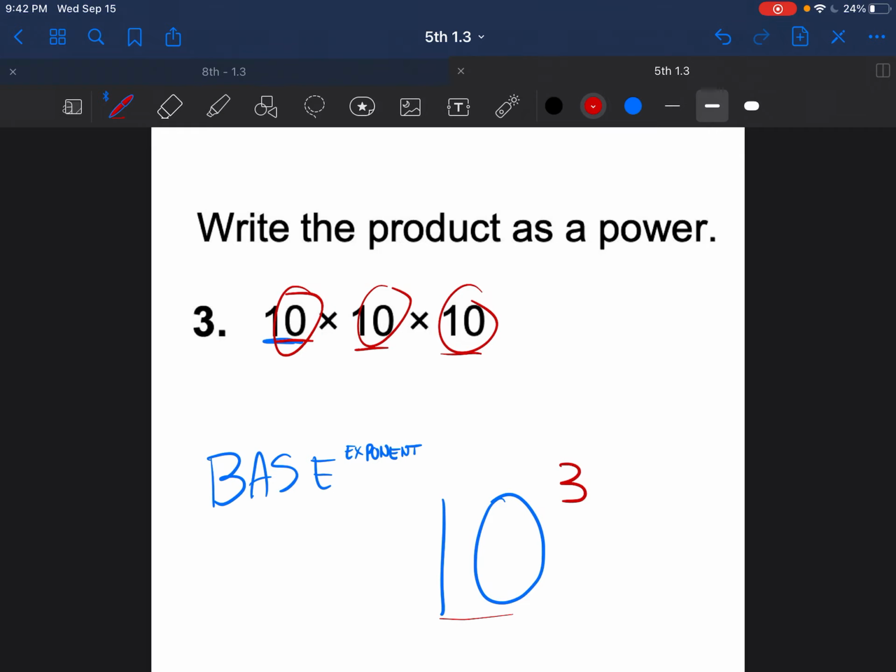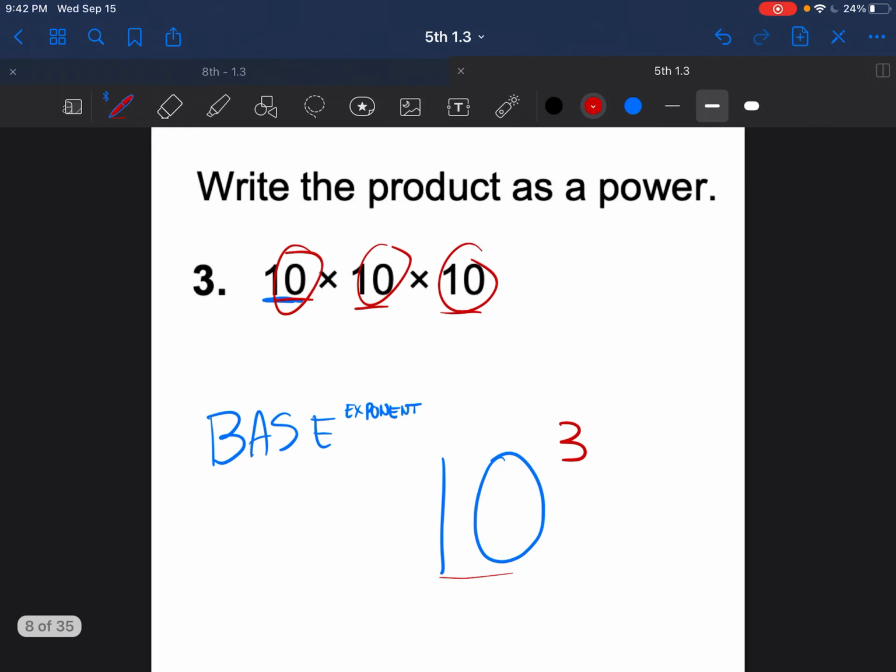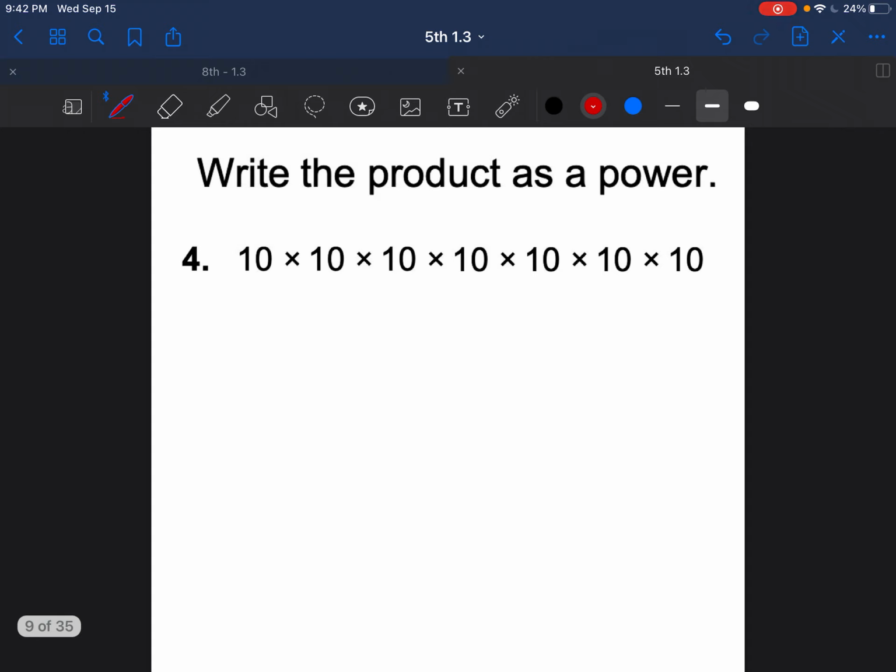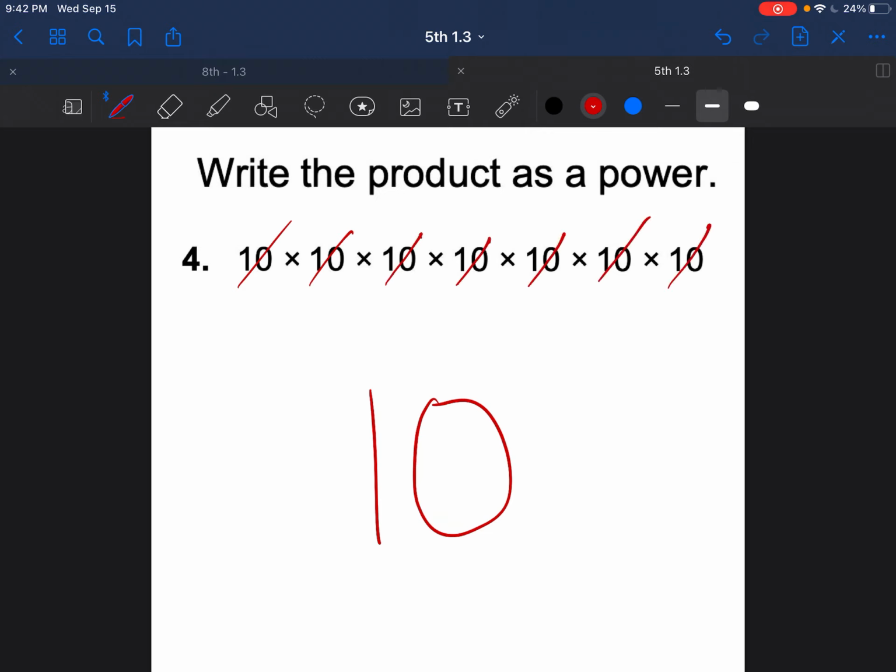Let's try another one, right? Remember, both of them together is called a what? Power. So it's 10 to the third power, or 10 to the power of 3. That's another way to say it. Let's try this one. Whoa, look at this one. So again, we're going to write our base, our big number. So our base number is 10. And let's see how many we have. We have 1, 2, 3, 4, 5, 6, 7. Which means this question is going to be 10 to the 7th power.